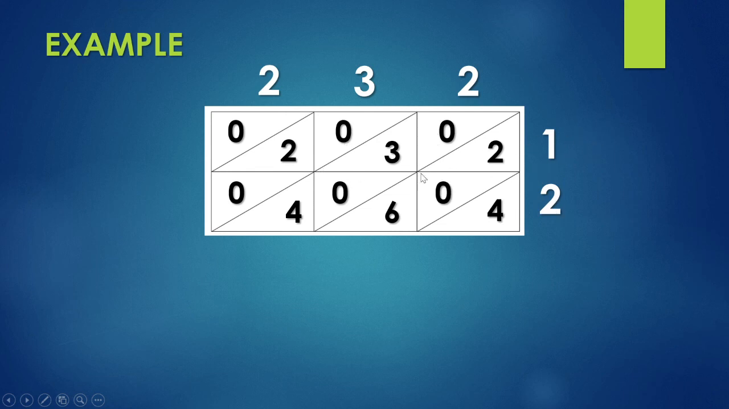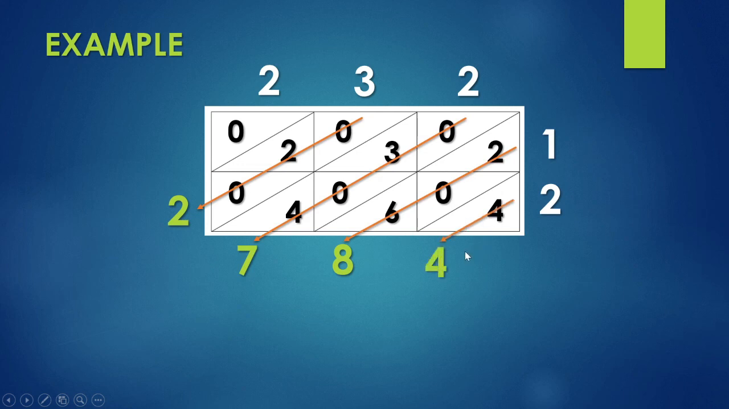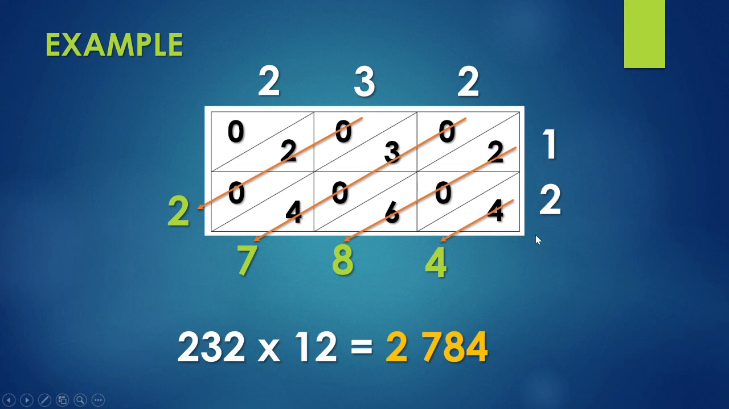Now, our task is to add. Which ones do we add? The slanting parts. We're going to add them. So 0, there's nothing else, so 0. We don't need to put 0 here because it's insignificant. Next, we have 0 plus 2 plus 0, we have 2. Then 0 plus 3 plus 0 plus 4 is equal to 7. Then 2 plus 0 plus 6 is equal to 8. Then this is only 4, so we're going to put 4. Therefore, just like what we got a while ago, 2,784. So the product of 232 times 12 is equal to 2,784.